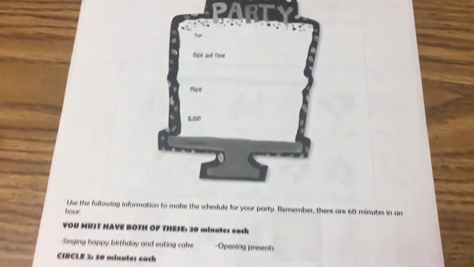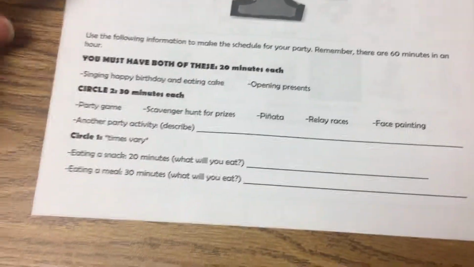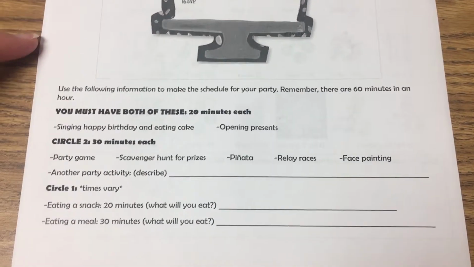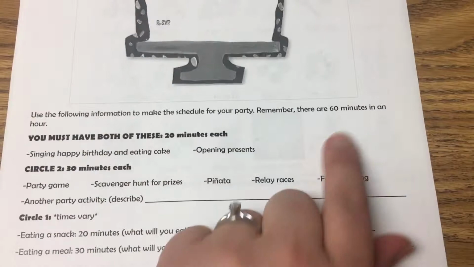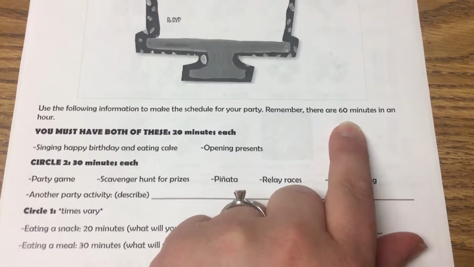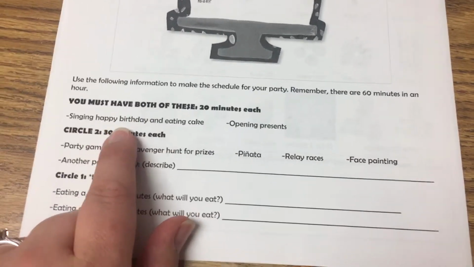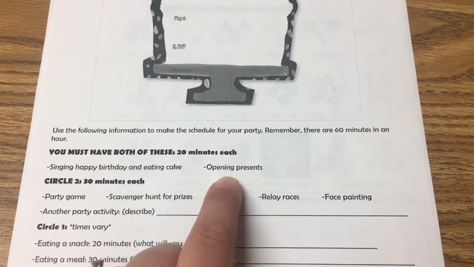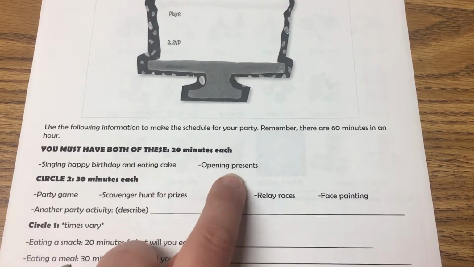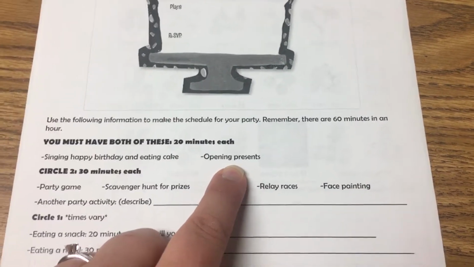Doesn't matter. The last part on this page is that you're going to make a schedule for what's going to happen when at your party. And here's where I've had the 60 minutes is an hour. You need to have both of these. You have to sing happy birthday and eat cake, and you have to open presents. So look at how many minutes each of those cost, and start there, adding them up.